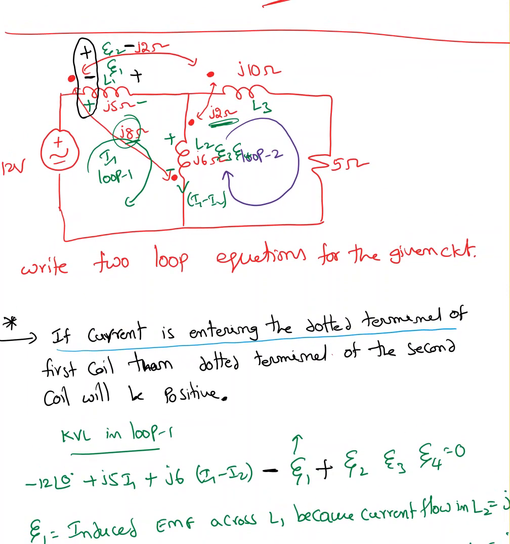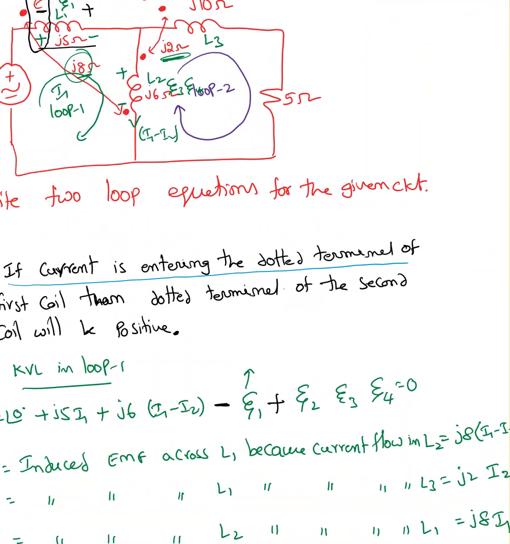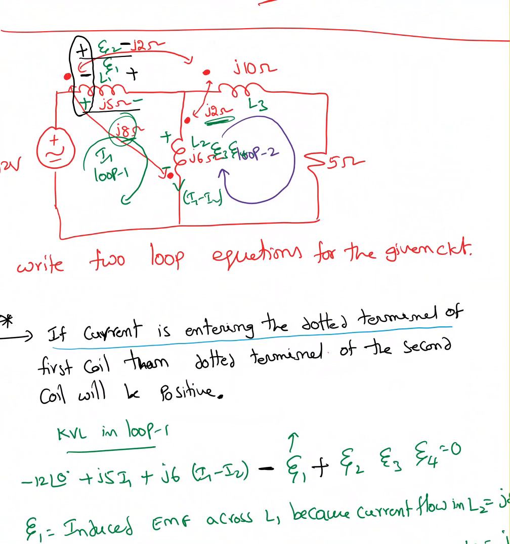E2 must be positive because, whatever the voltage, because of this and because of this, these two are going to add, so E1 must be subtracted from it. Now we'll do E3 and E4. If you look at E3, because of the current flowing there, there is an induced EMF here. The current is entering the dot, so the dotted terminal must be positive.